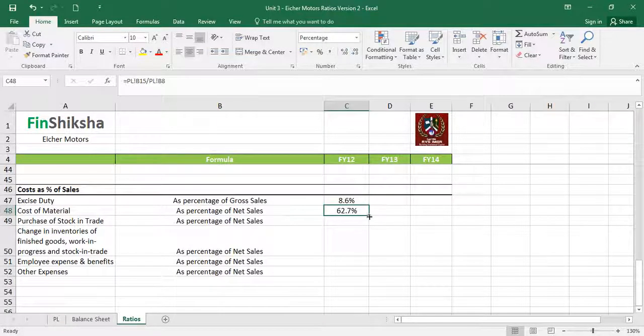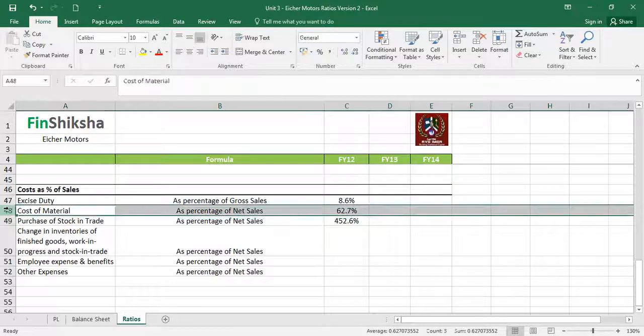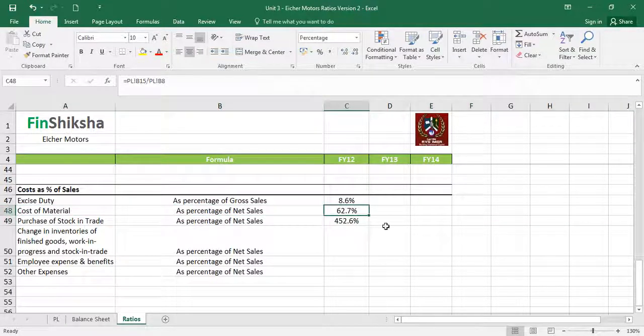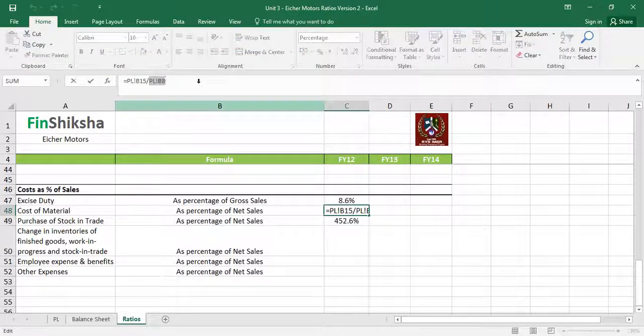But if I drag this down, it will give me an incorrect estimate because here I am dividing by P&L B8. Here I am dividing by P&L B9. So I want to freeze the row of the sales. When I'm dividing, I want to freeze the row. But when I drag it on the right side, I also want it to change to C. So I don't want to freeze the column. So in this equation, I'm going to press F4 twice.